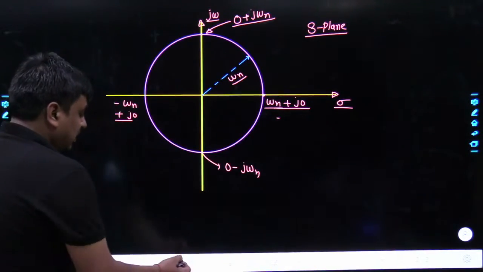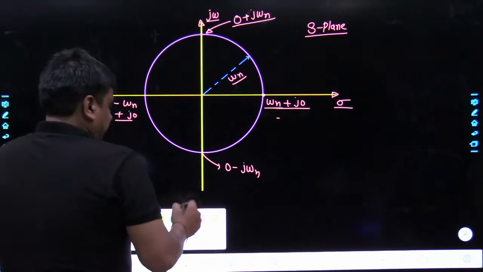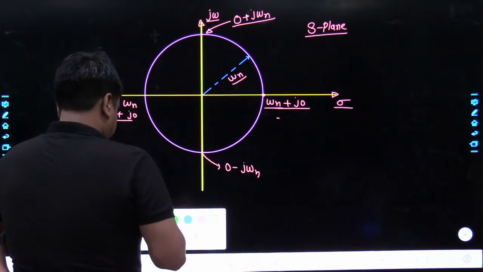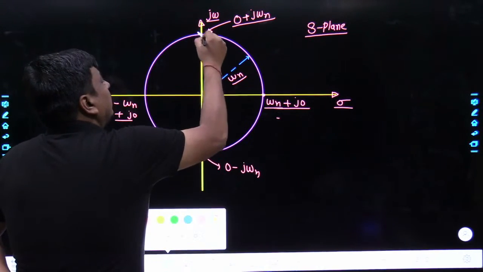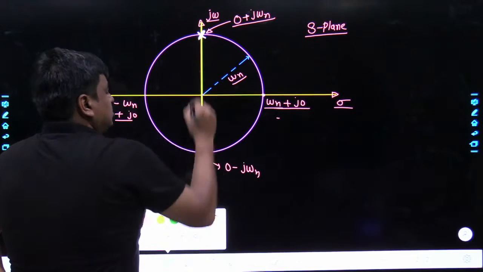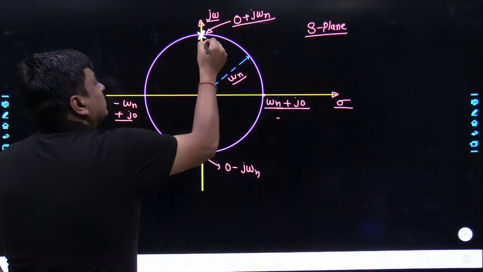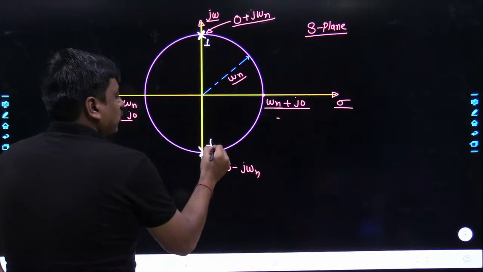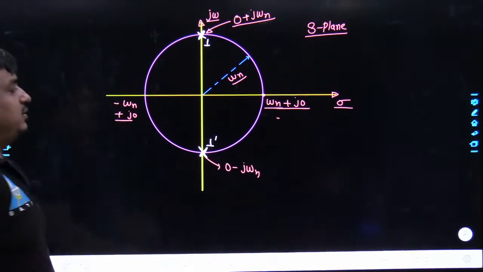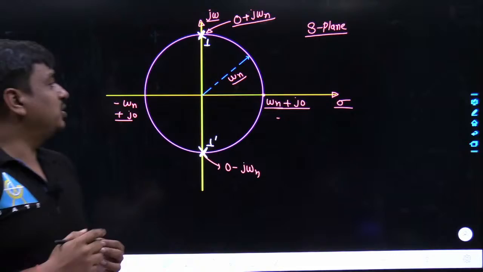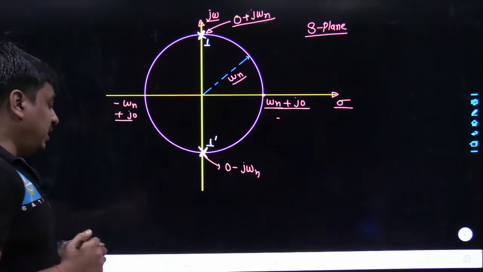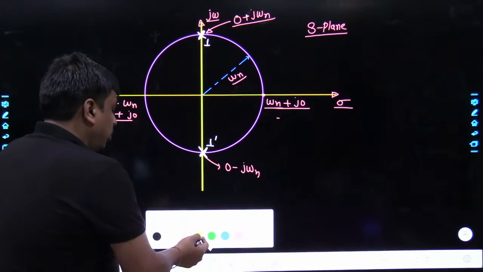That means the poles are supposed to be located at plus j omega n and minus j omega n. Let's take it as pole 1 and its complex conjugate pair 1 dash. Agreed? Till this point nobody should have any doubt. But anyway, let me brief about this point more.